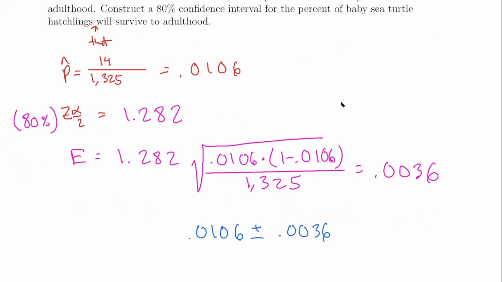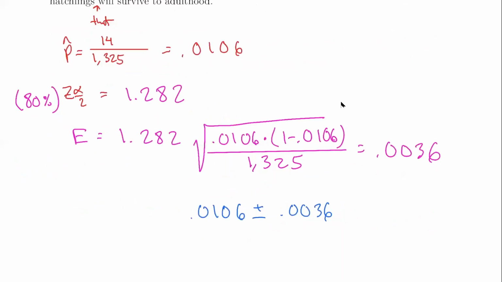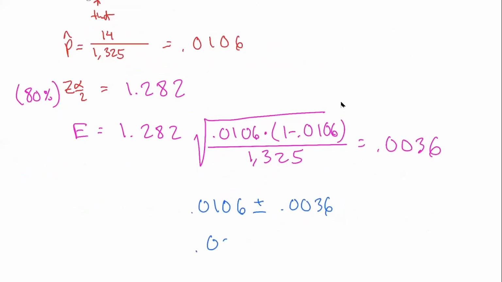We're gonna say 0.0106 minus 0.0036. We get 0.007. Then we add it, and we get 0.0142. All right, and that'll be it for that confidence interval, the confidence interval for baby sea turtles hatching and surviving until adulthood. So we're saying with 80% confidence, that percentage should be somewhere in between 0.007 all the way to 0.0142.